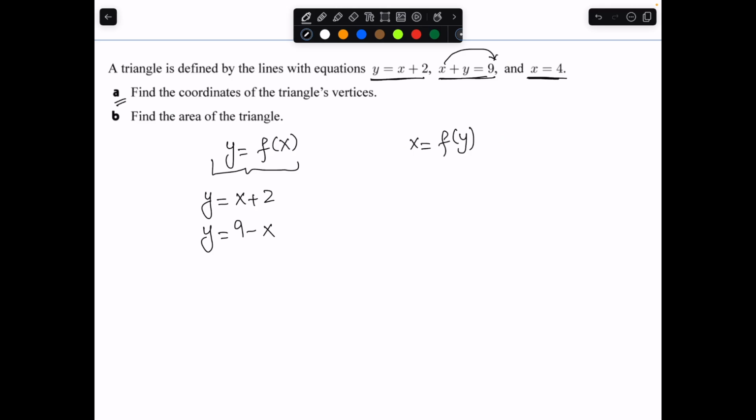Whereas in the third equation, there is no variable y. So I can write x equals 4. Now you can argue that there is no y, so how can x be a function of y?